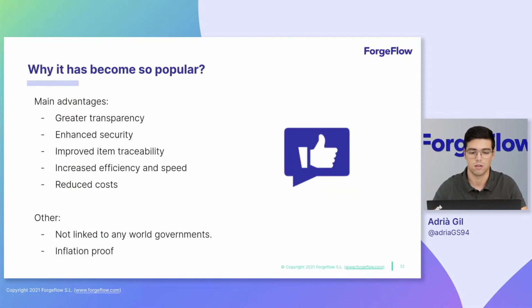But the real reason, jokes aside, why these cryptocurrencies have become so popular is basically that they have a lot of advantages over the main ones. I would say they have greater transparency, and they have enhanced security due to the nature of cryptography. They have improved item traceability. So if you have the whole ledger of transactions and you want to track a specific item through time, you can do it as far as you want to go, until the beginning of that specific coin or item. You have increased efficiency and speed, and also reduced costs. The transaction fees are way lower in cryptocurrencies than in conventional currencies. Other aspects that have made this currency so popular are that they are not linked to any world government, and they are inflation proof.